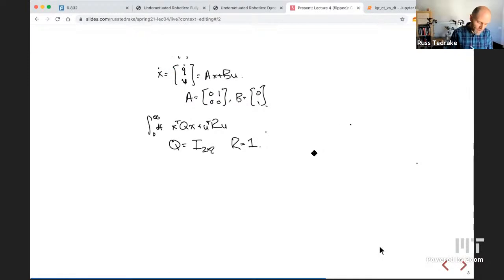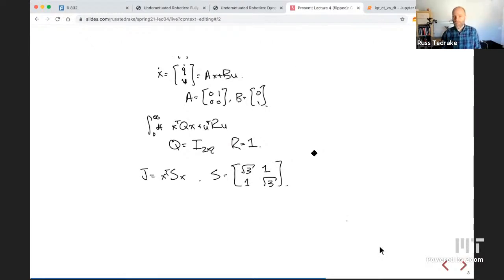So this was the example I used in the lecture last time, and the solution to this is that I get the cost-to-go function, where S works out to have this nice form: square root of 3, 1, 1, square root of 3. Okay, so let's just think about what the discrete time version of this looks like.